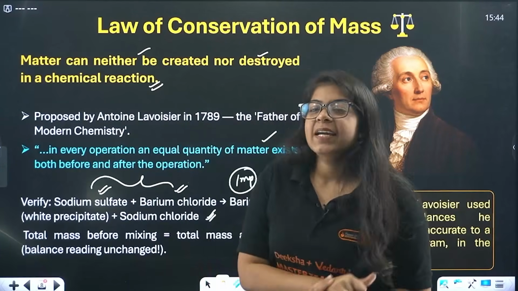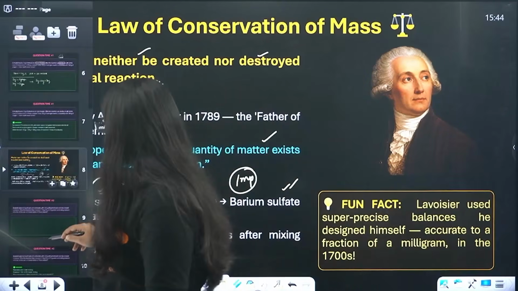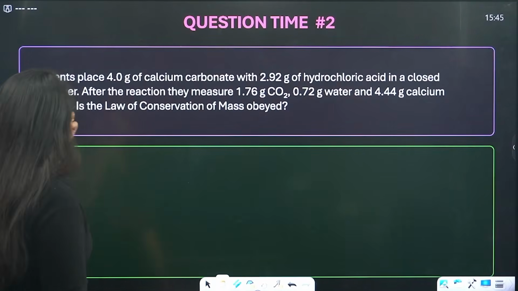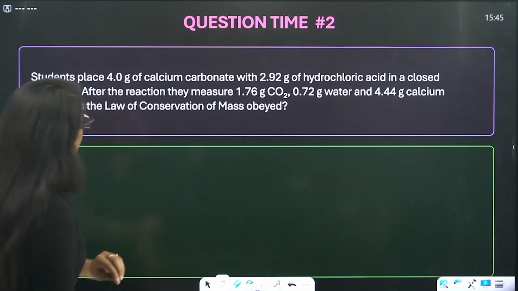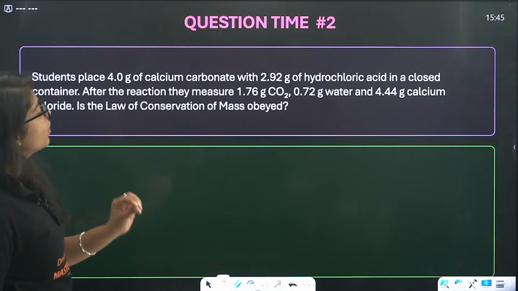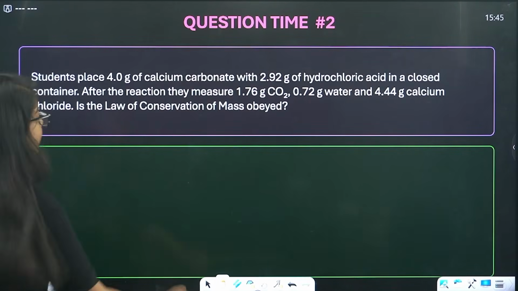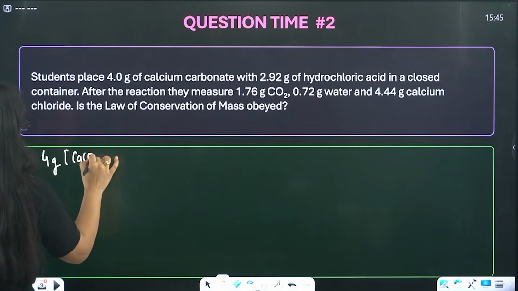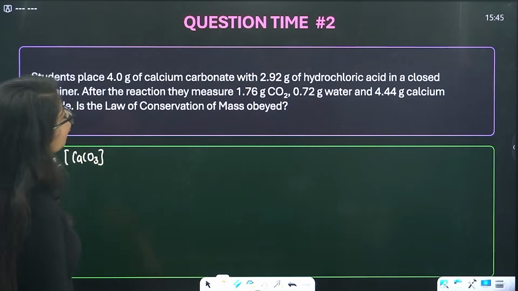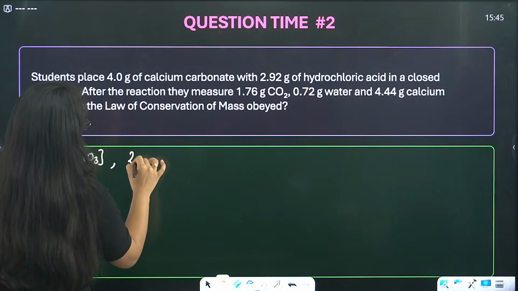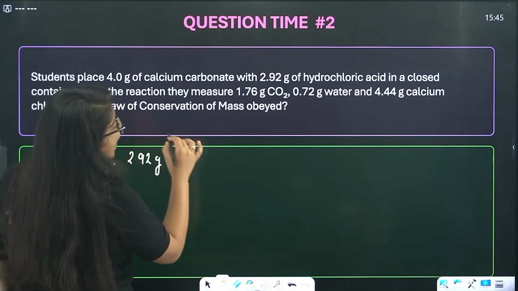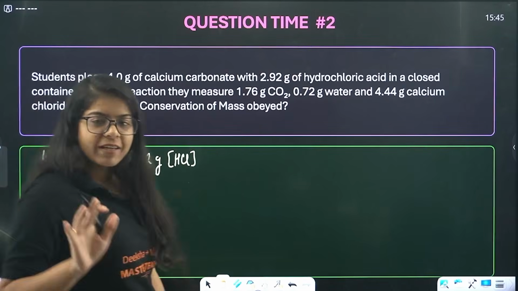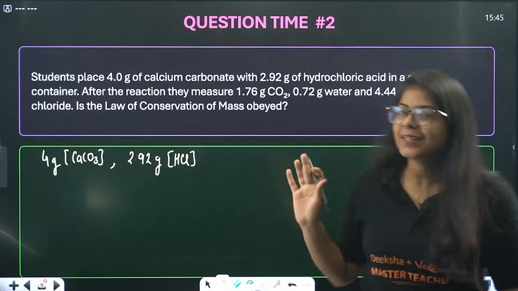Okay, great. Now beta, after that let's move on to a question, and the question on your screen is: students place 4 gram of calcium carbonate, CaCO3, with 2.92 gram of hydrochloric acid. How do I write calcium carbonate? You will learn it very soon. Don't worry about it. Right now just look at this.